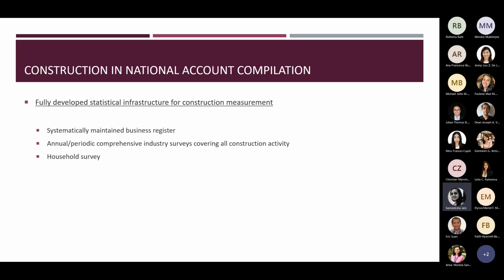The second is a system of annual or periodic comprehensive industry service, which will cover all construction activity and include own account construction by establishments that are not classified to construction. It will include those as well. The third is basically having ongoing household survey activity that is based on national area sample and managed usually through regional offices and utilizing more or less permanent staff or trained enumerators. So with these three sort of varying frequency based data sources, the hope is that it will lead to a fully developed statistical infrastructure for construction.